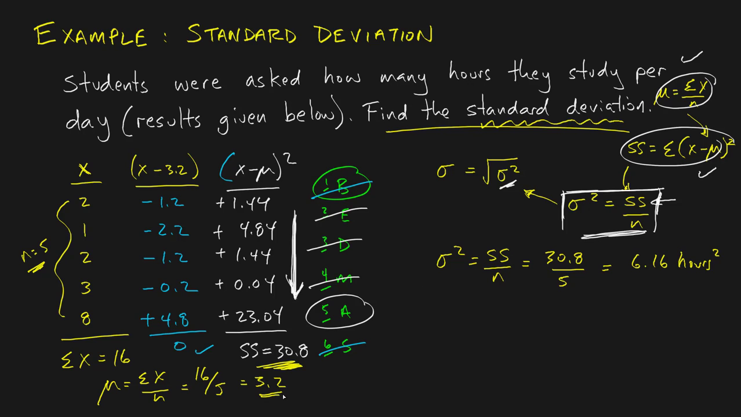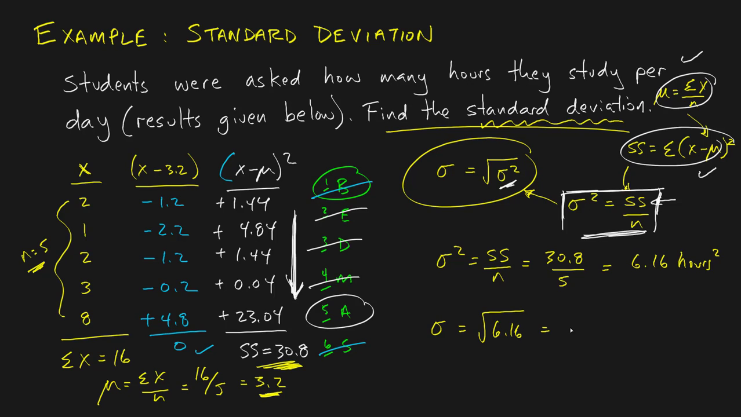So if the average amount of hours spent studying per day is 3.2, so about 3 hours and a few minutes, how close is each individual to that value? Are they clustered tightly around that, or are they all over the place? That's not what the variance tells us. In order to get that kind of a measure, we have to work out the standard deviation. The standard deviation is just the root of the variance. So it's going to be the root of 6.16.